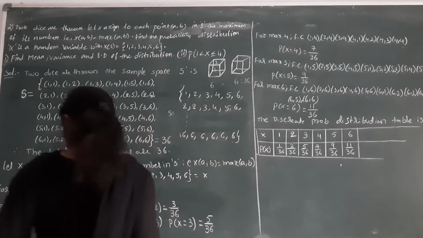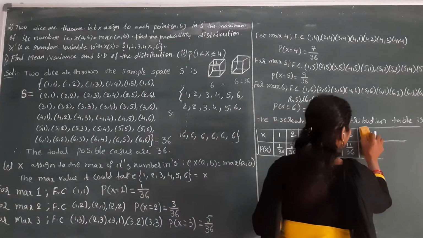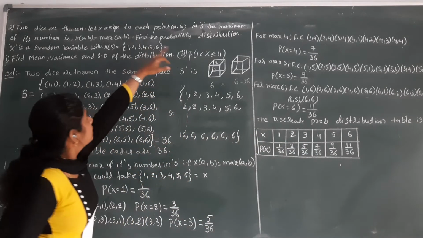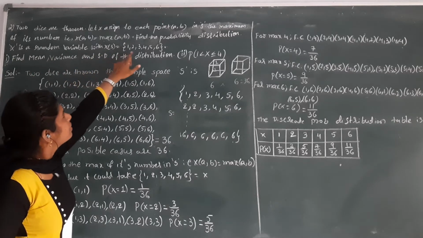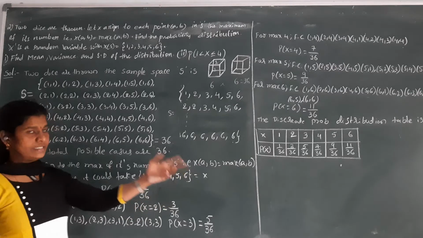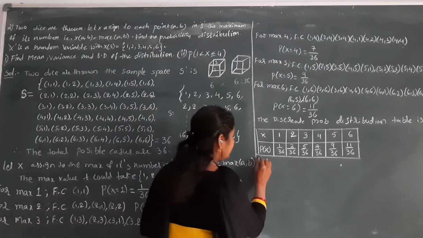Okay, so this is the discrete probability distribution table. So up to that place is completed. Next, find the mean. See here, the distribution table. X is the random variable with x equals 1, 2, 3, 4, 5, 6. Already we know that. That is finished. Now we have to find the mean.